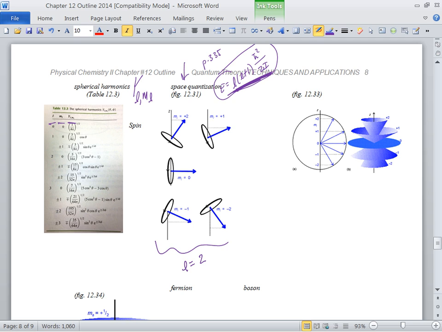It's degenerate. All of these orientations in space are degenerate. Space quantization. So that means this electron spinning, its angular momentum, can only be oriented in certain directions.